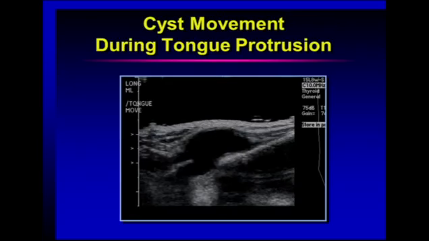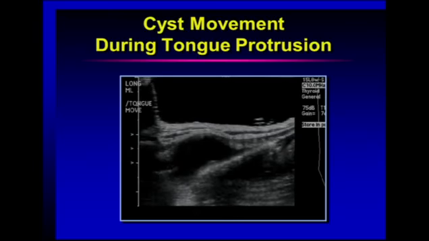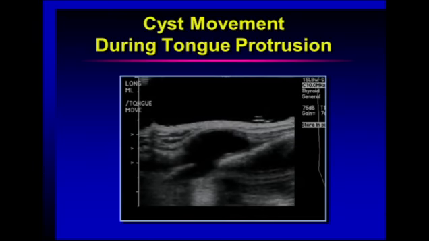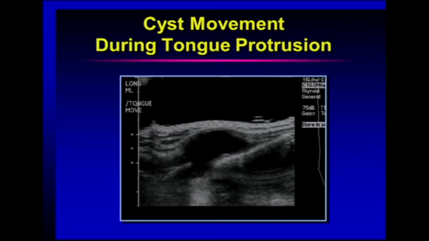Another thing one can do in evaluating these cystic masses is to have the patient protrude their tongue, and on a real-time image you can see the cystic mass slides with the underlying structures relative to the skin, which shows that it is related to those rather than a cystic mass in the subcutaneous tissues. Again, further evidence that this is a thyroglossal duct cyst.